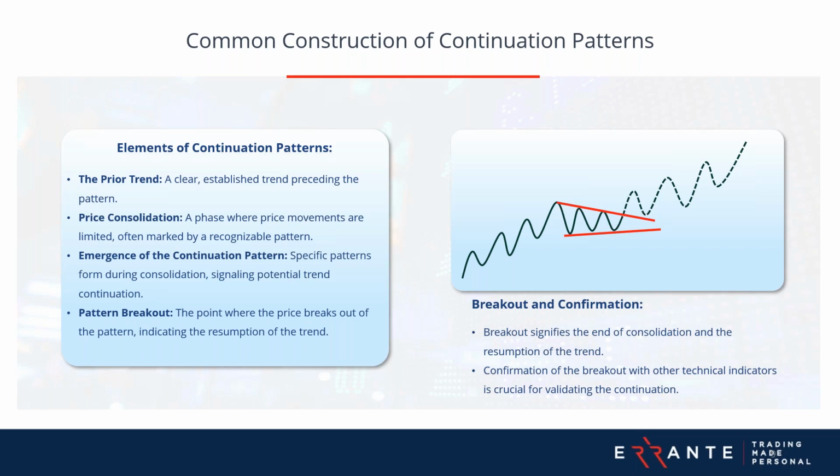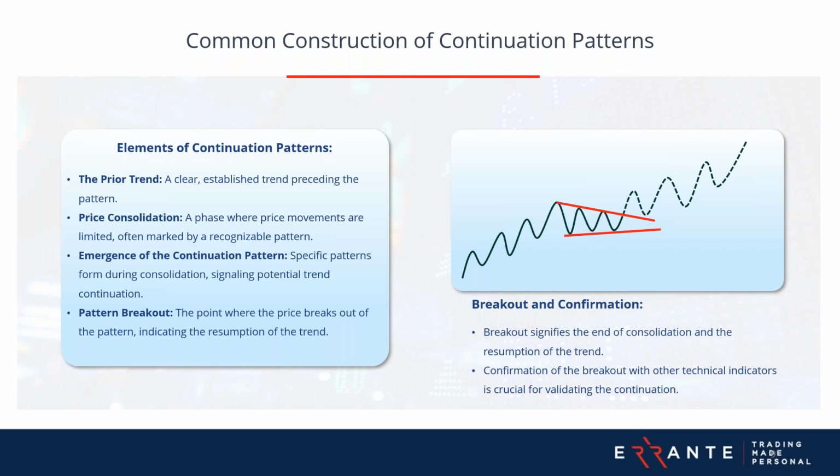The first element of a continuation pattern is the prior trend. This is, let's say, an established movement in one direction, setting the stage for the pattern. Following this, we encounter price consolidation. This is where the price movements become limited and start to form a recognizable pattern. The trading volume typically decreases during this phase and the price range starts to contract. So it is within this consolidation phase that the continuation pattern emerges.